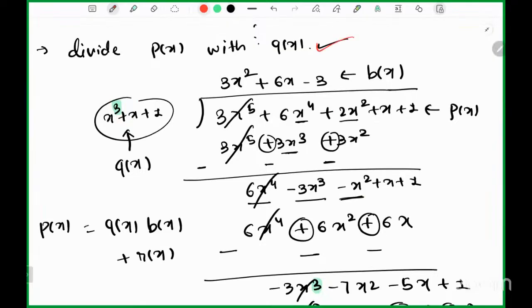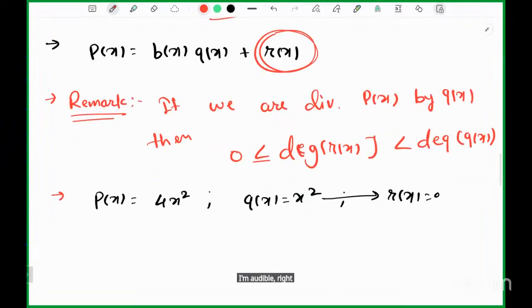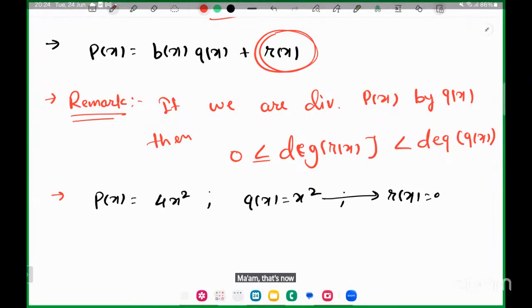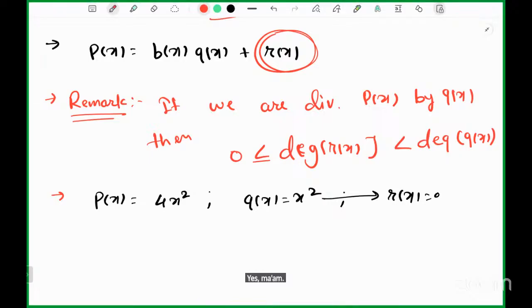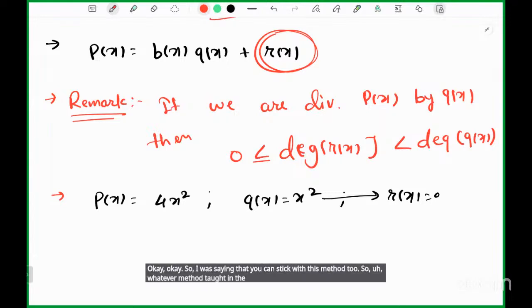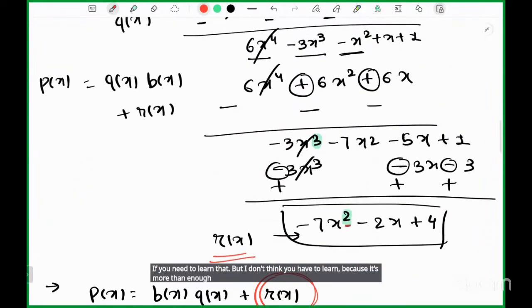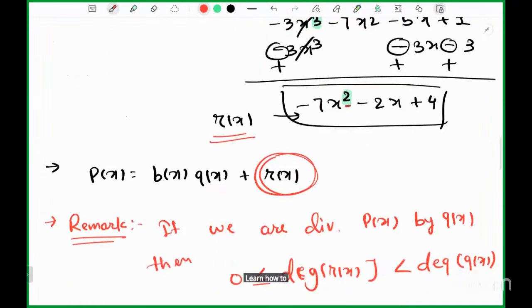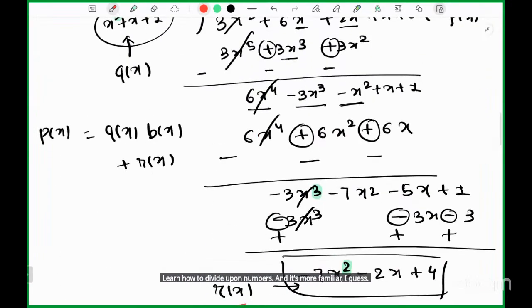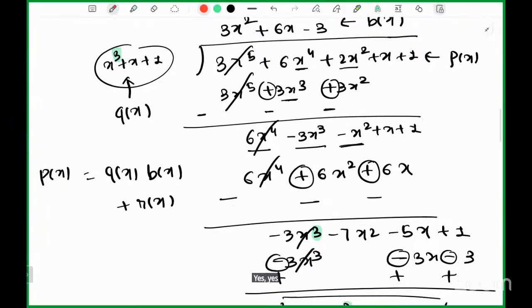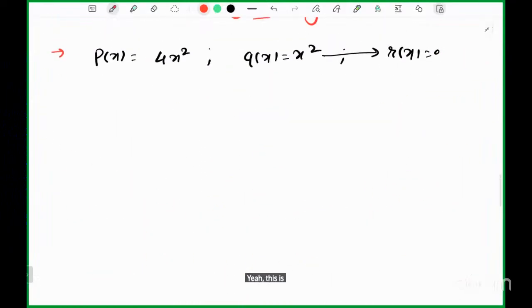Okay, I'm audible, right? Yes, now we could hear, ma'am. Okay, so I was saying that you can stick with this method too. Whatever method was taught in the lecture is also doing the same thing. But if there is any specific question, I'll go and check and let you know if you need to learn that. But I don't think you have to learn it because this is more than enough. Ultimately, we just want you to learn how to divide a polynomial, and this is more familiar; in your high school, you may have learned this method. Yes, this is very convenient. Okay.